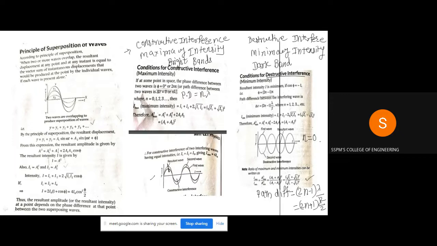If you substitute n equals 0, then 2 into 0 plus 1, into lambda by 2. That is the condition for the first destructive interference. Here, if you are using this formula, then you should take n equals 1. So the first minima will occur by taking n equals 1, and after substitution, 2 into 1 minus 1 is simply 1 lambda by 2.